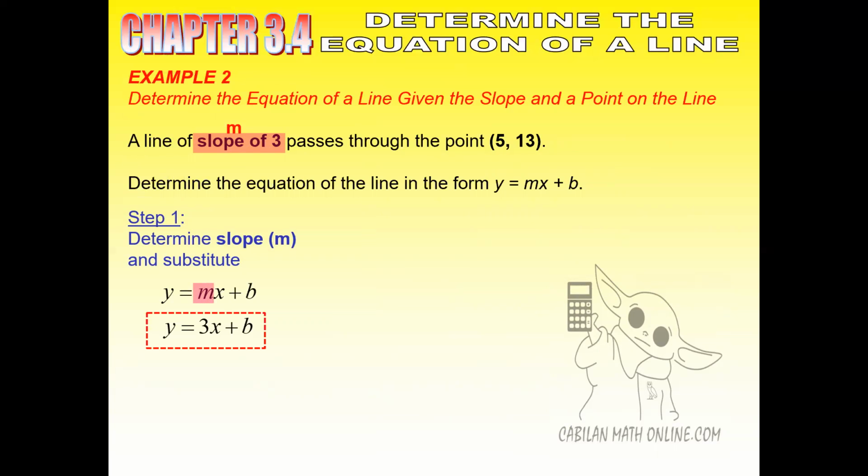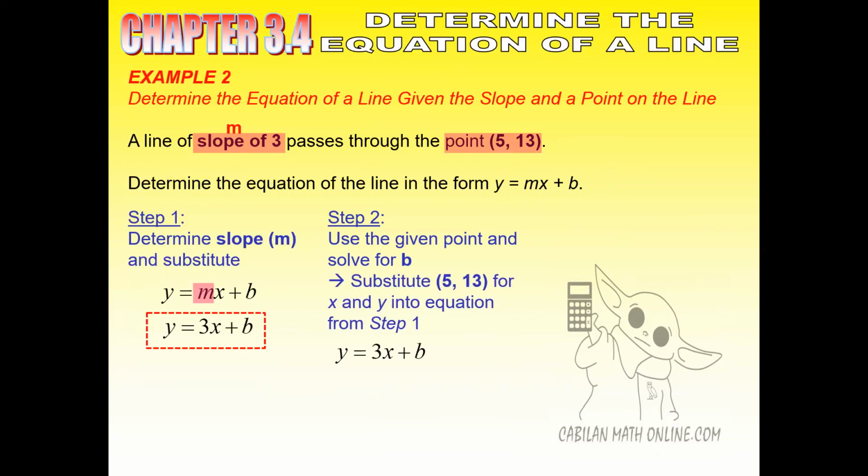Now, what we want to do for this, since we don't have a graph, we now need to solve for the letter b, and that's going to be step number 2. It says use the given point, and then from here we're going to solve for the b. So the way we do that is we're going to use the equation from the previous step, which is y equals 3x plus b, and we're going to substitute the 5 and the 13 for the x and the y. Remember, anytime you see a point, it's always going to be x and y. So the 5 is going to replace the x, and the 13 is going to replace the y.